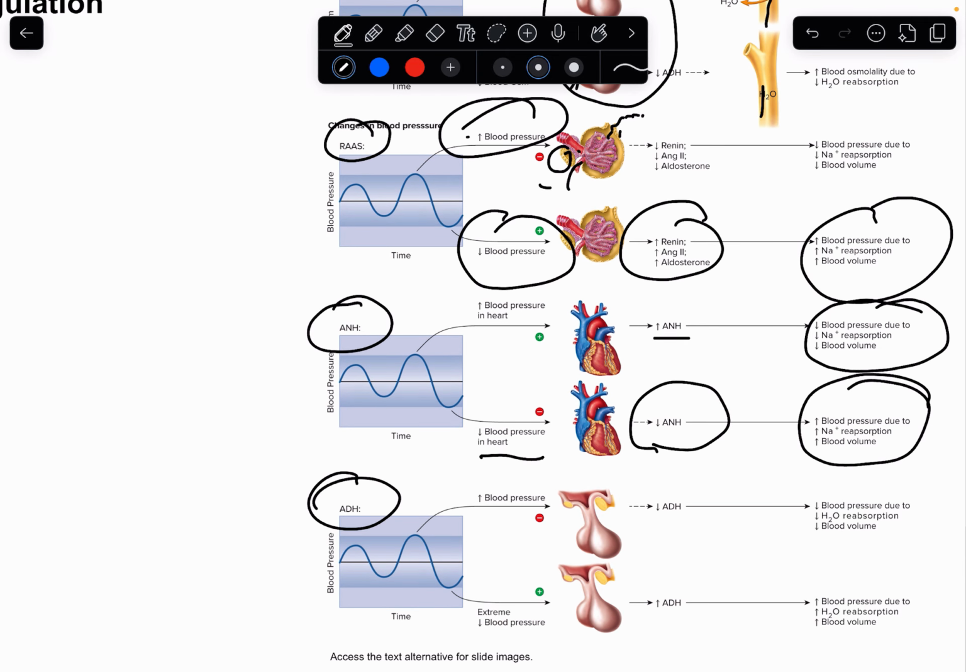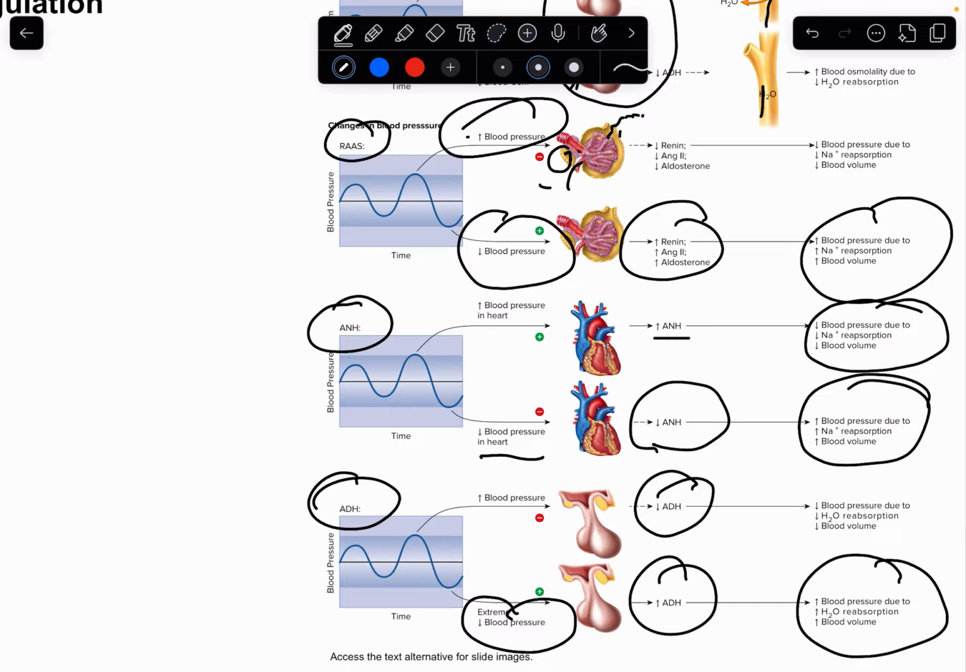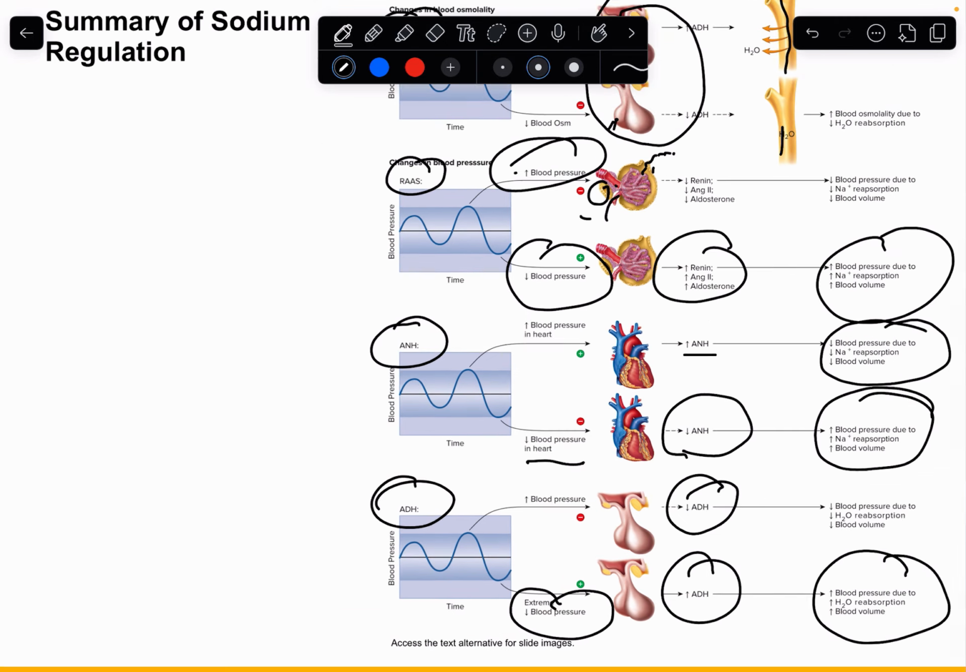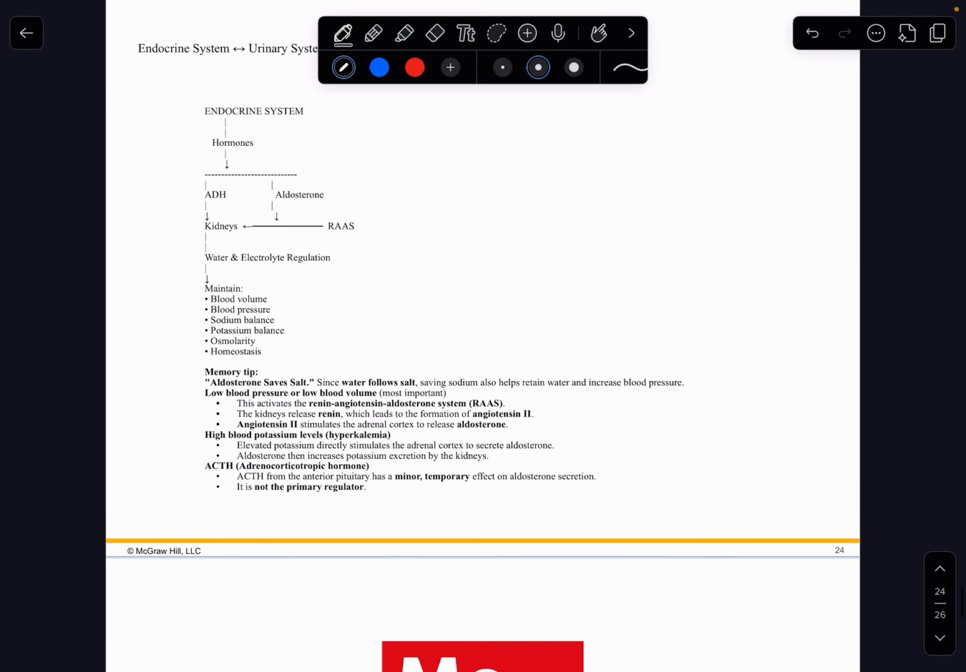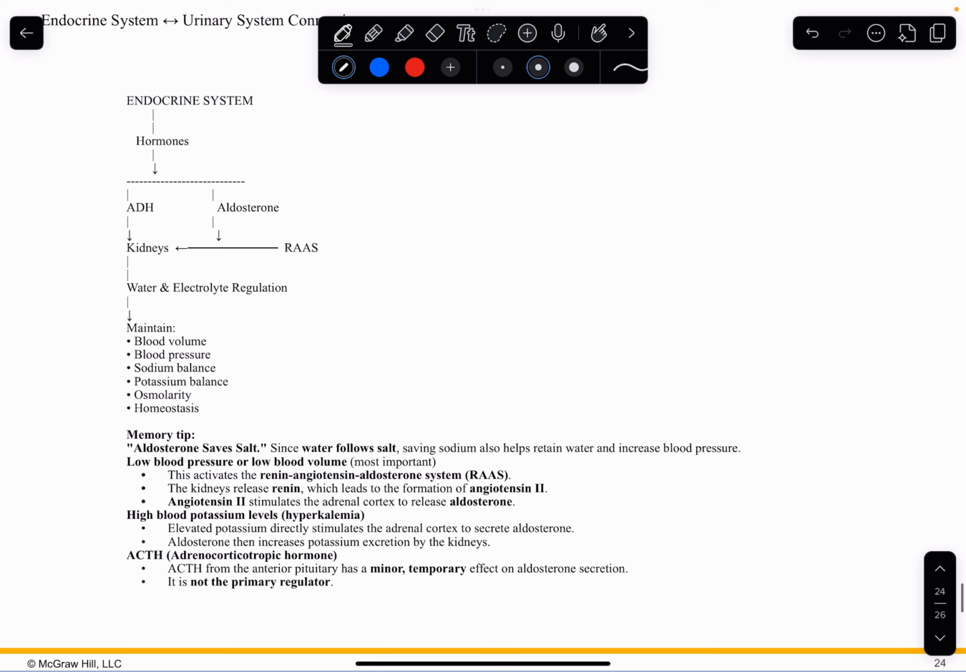This is ADH, antidiuretic hormone, which is related to blood pressure. If you are decreasing the blood pressure, you need more ADH, so you can reabsorb water and increase the blood volume. You can look at all this stuff. So how is this endocrine system connected to the urinary system and how do they balance fluid and electrolytes.